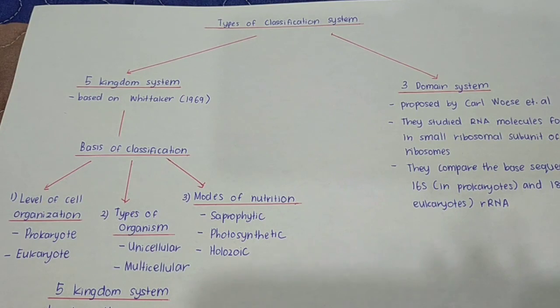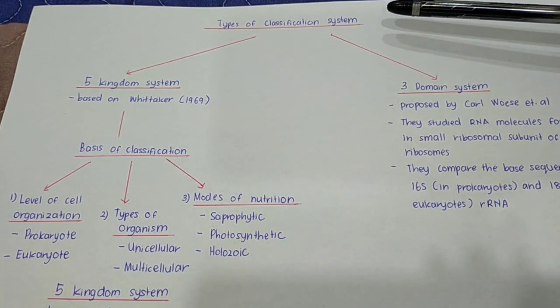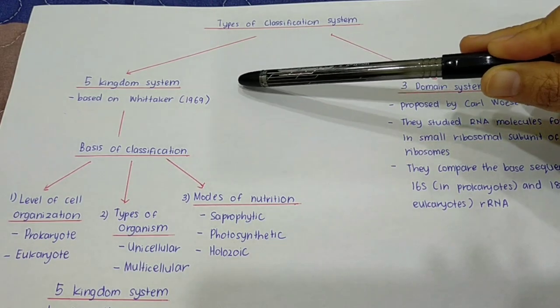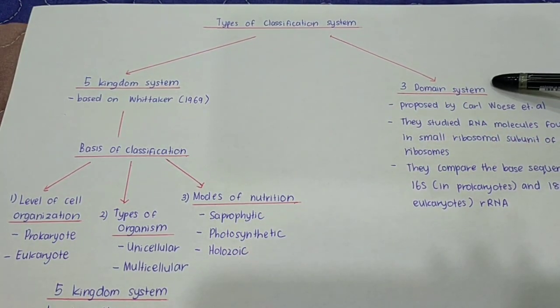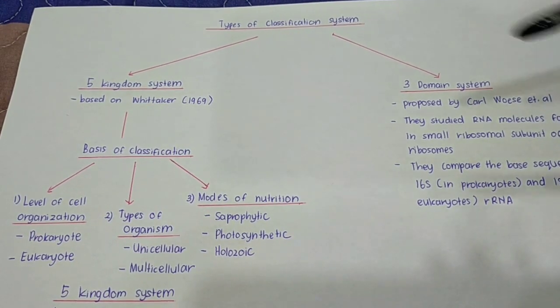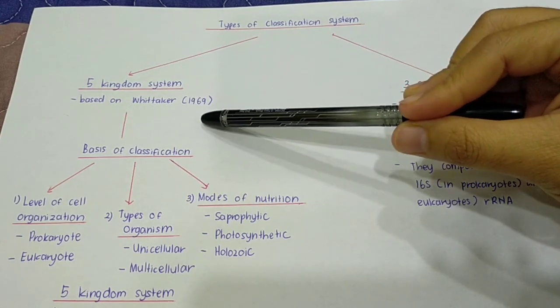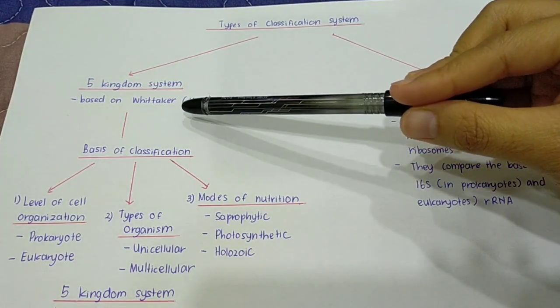Okay, so now we look at the types of classification system. Okay, so actually there are two types of classification system. The first one we call as 5 kingdom system. The second one we call as 3 domain system. So we go through one by one. So for 5 kingdom system, it is based on Whittaker 1969. Okay, or the full name is Robert Whittaker.